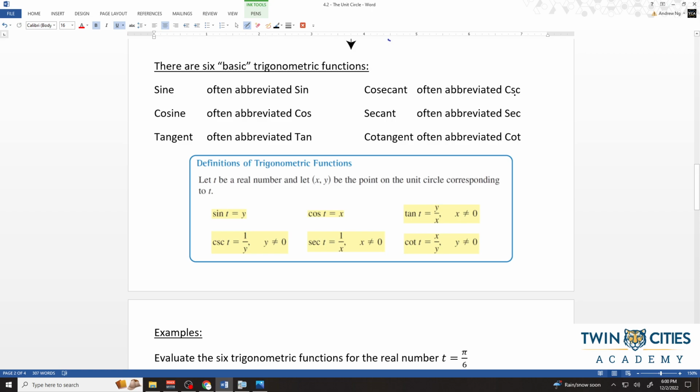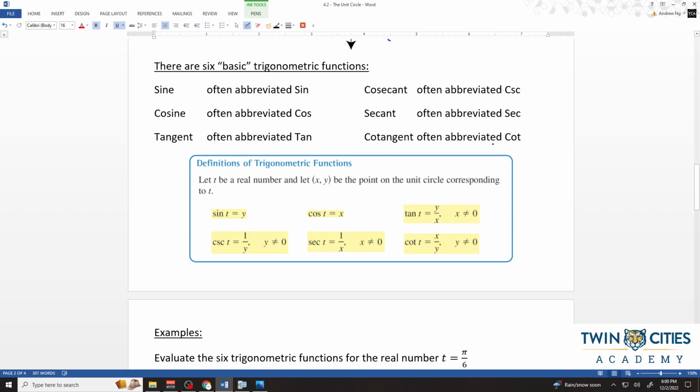Cosecant, this is CSC. Now the cosecant is the reciprocal of the sine. So if sine is the y value, then cosecant is 1 over y. Just take that, flip it upside down. Secant is abbreviated SEC, and this is the reciprocal of cosine. So if cosine is x, then flip this upside down. Secant is 1 over x.